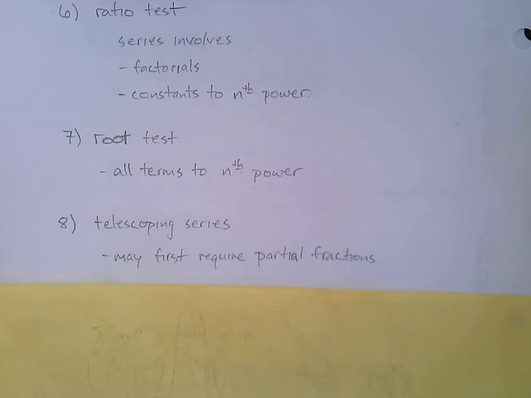So a telescoping series will have a form where it's one fraction minus another fraction, right? That's how they generally look. It might not look that way at first. This may require partial fraction decomposition in order for it to appear like one fraction minus another fraction, and then to go through the steps of the telescoping series.